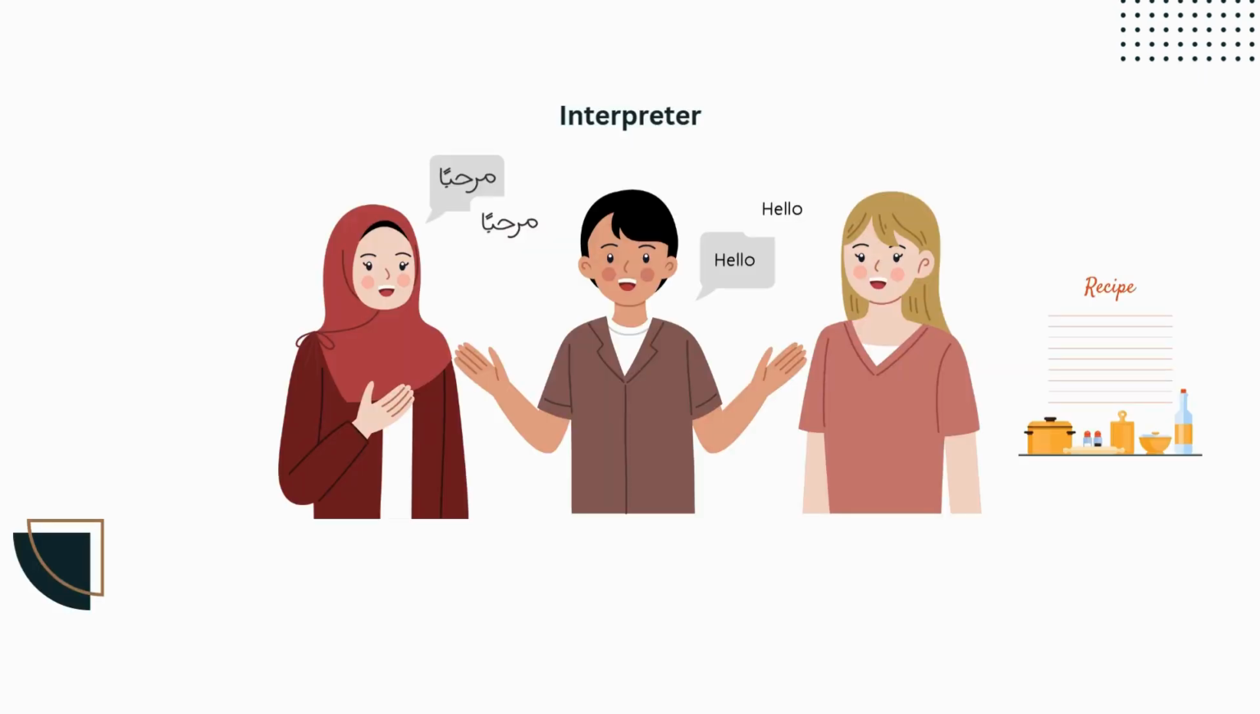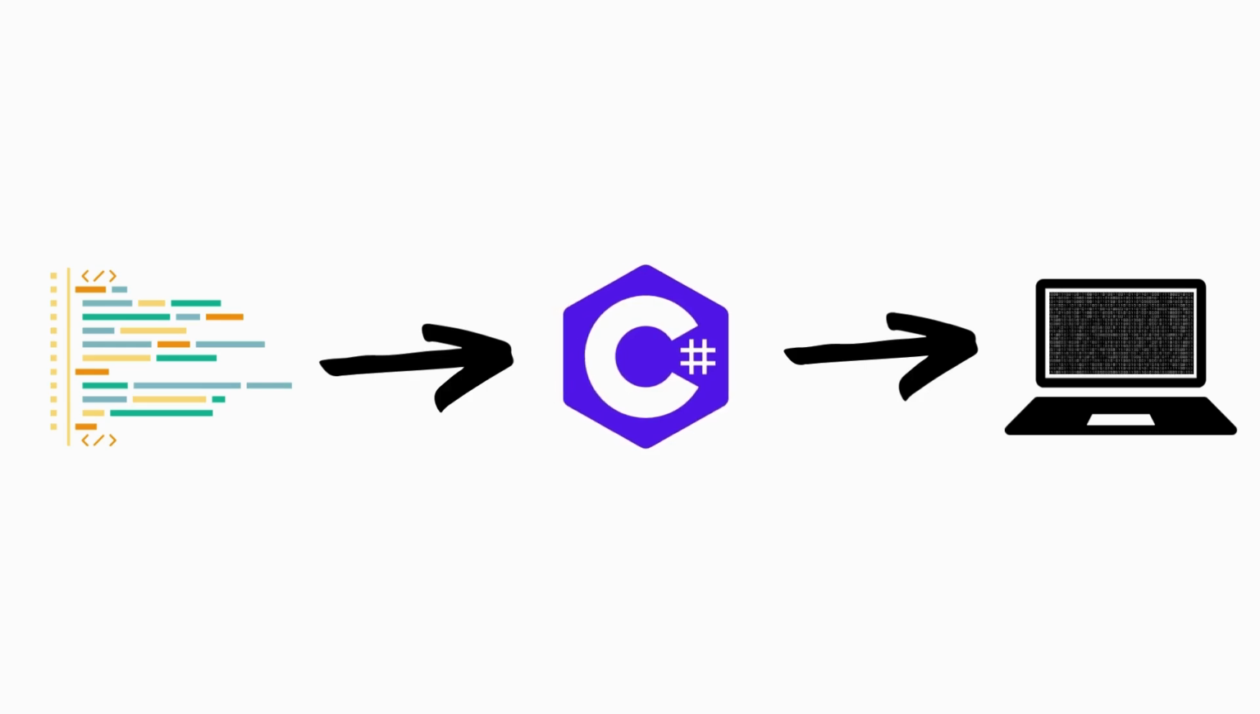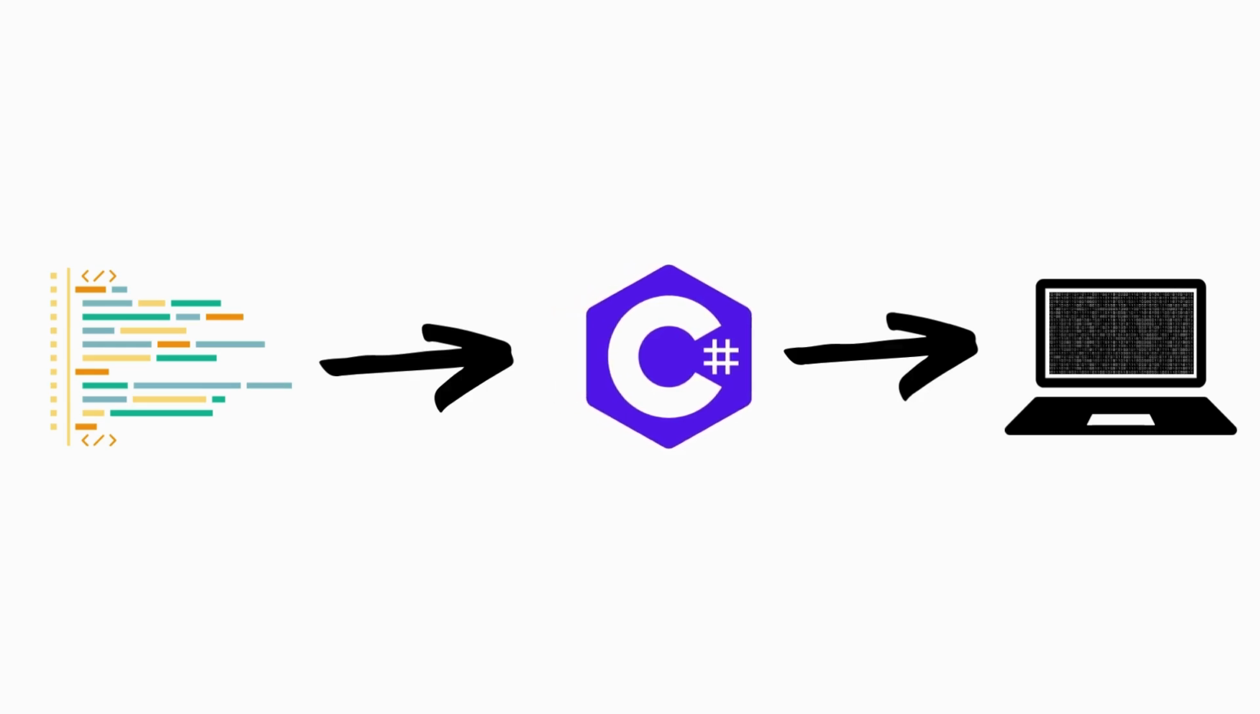Imagine you have a friend and you want to hand them your favorite recipe, but you soon realize that your friend only understands Arabic. So you may use an interpreter to translate your recipe from English to Arabic. So that's what programming is. Computers only understand ones and zeros. So how do you take your English instructions and hand them over to your computer?